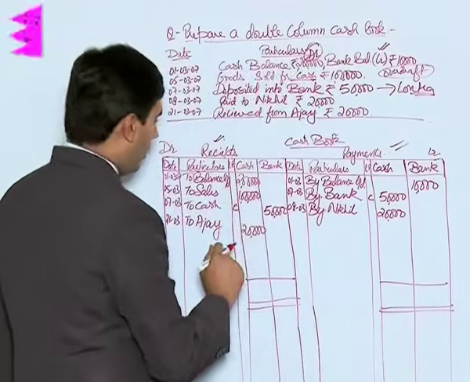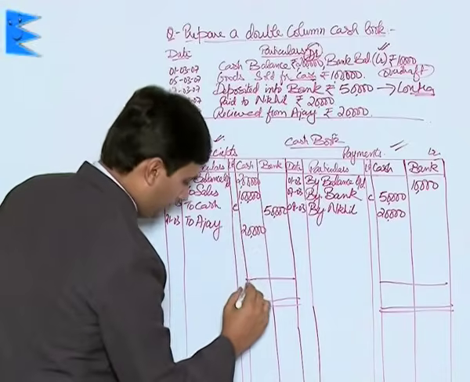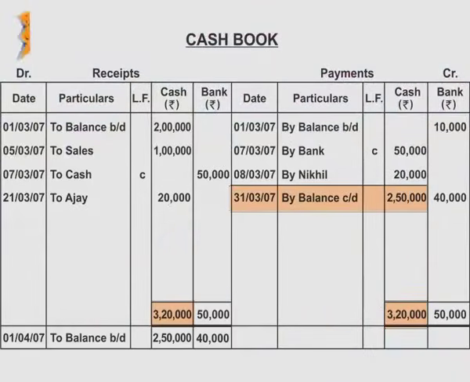Total the cash account on the debit side. It is 2 lakh plus 1 lakh, 3 lakh 20,000. It is 3 lakh 20,000. Subtract the entries on the credit side, that is 70,000. So now the balance would be 320 minus 70, 2 lakh 50,000.